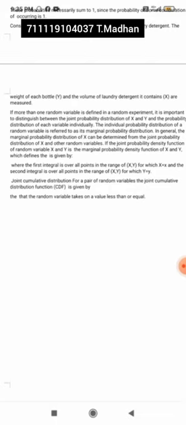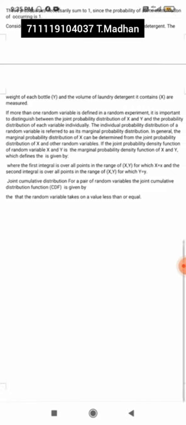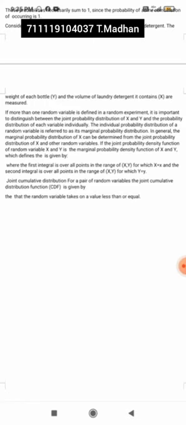Consider a production facility that fills plastic bottles with laundry detergent. The weight of each bottle Y and the volume of laundry detergent it contains X are measured. If more than one random variable is defined in a random experiment, it is important to distinguish between the joint probability distribution of X and Y and the probability distribution of each variable individually. The individual probability distribution of a random variable is referred to as its marginal probability distribution.